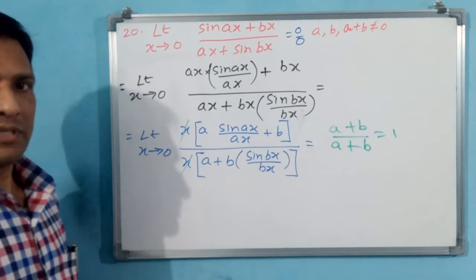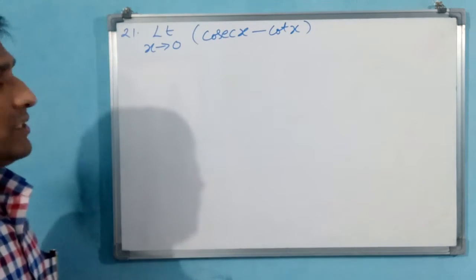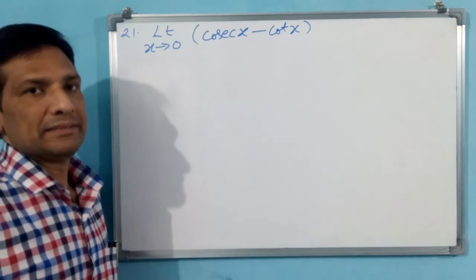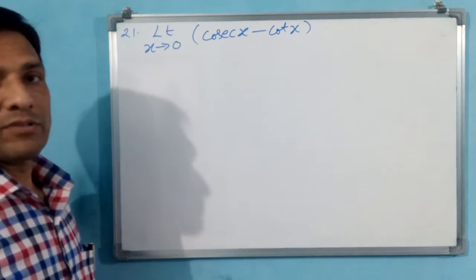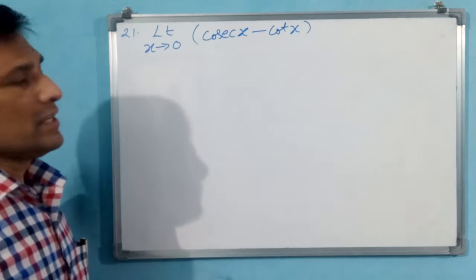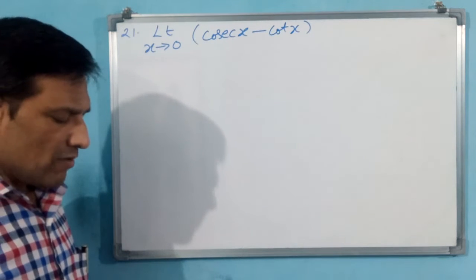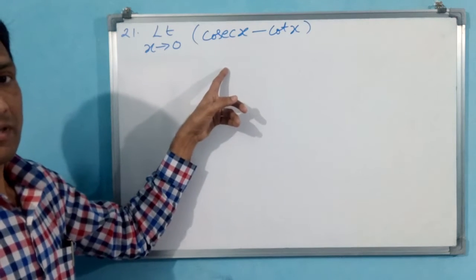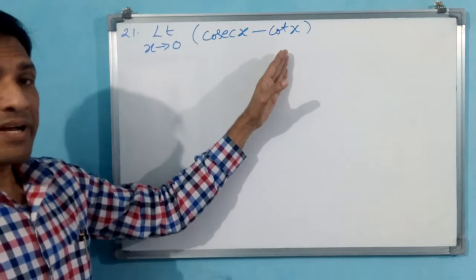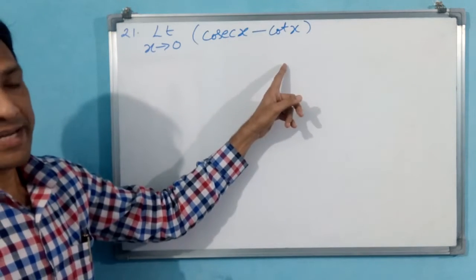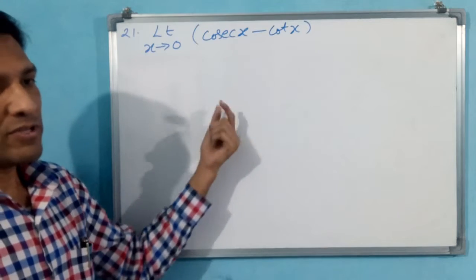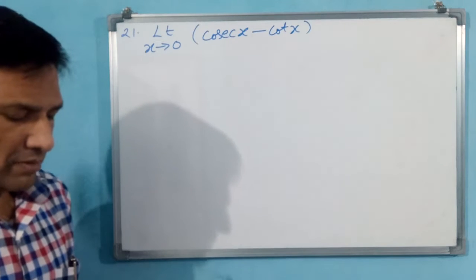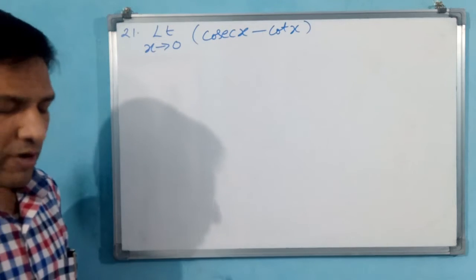Let us go for the 21st question. Limit x tends to 0, cosecant x minus cot x. Normally, if you send x inside, what will it become? 1 by sin x, 1 by 0, which is the infinity case, and cot x is also cos x by sin x, 1 by 0. If you take 1 by 0 common, 1 minus 1, it is going to become 0 by 0. But you should avoid 0 by 0.